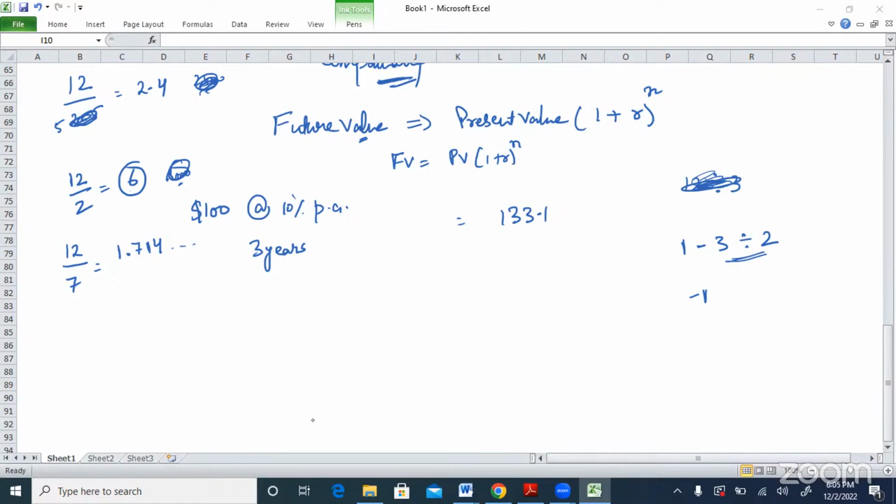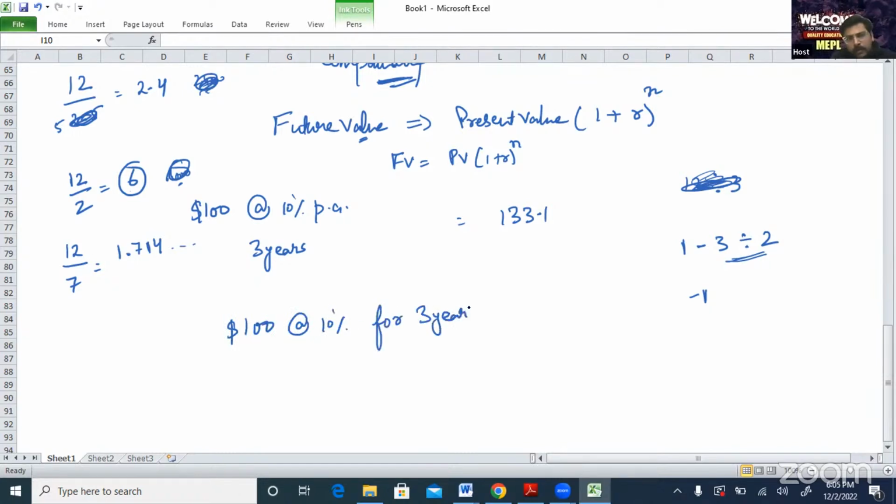Okay, so now we can move forward. Let me solve the same question. That is, if I invest $100 at 10% for 3 years, how can we do it on the calculator? So let us see how we can calculate the future value.